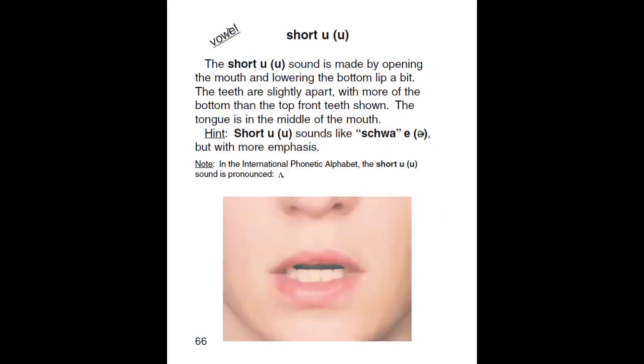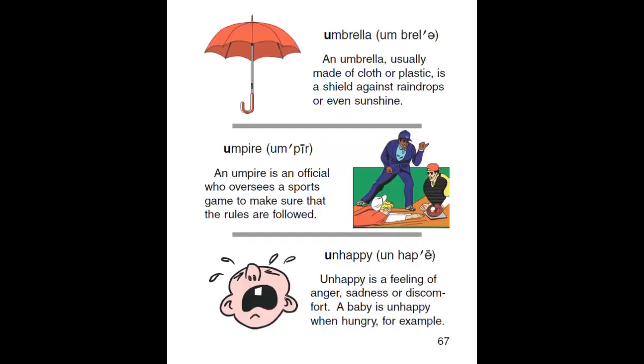Short U. The short U sound is made by opening the mouth and lowering the bottom lip a bit. The teeth are slightly apart, with more of the bottom than the top front teeth shown. The tongue is in the middle of the mouth. Umbrella. Umpire. Unhappy.